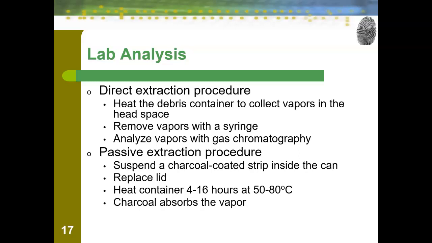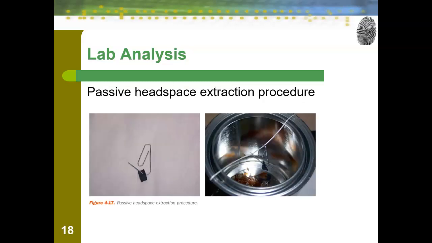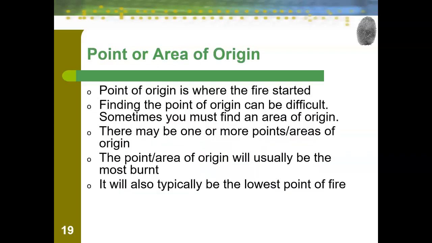The second method you might think seems not as fancy, but it does just as well and is often cheaper to do, so a lot of places still do this. So passive extraction procedure, you suspend a charcoal-coated strip inside the can, replace the lid, then you heat the container for 4 to 6 hours, 50 to 80 degrees Celsius, so not super hot. And then the charcoal actually absorbs the vapors, and then you can analyze that charcoal strip. If you're having trouble visualizing passive extraction, this is what it looks like. Pretty simple, but it gets the job done.